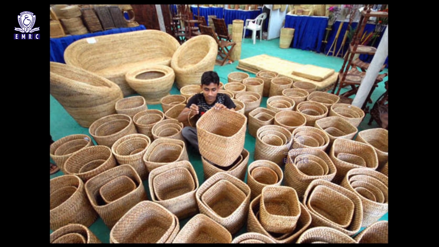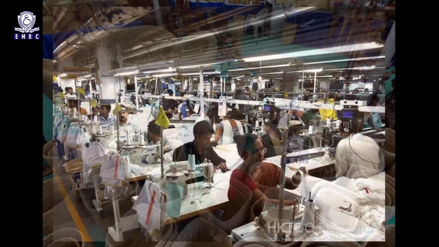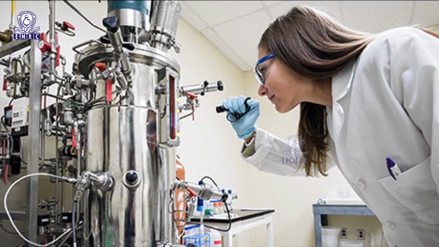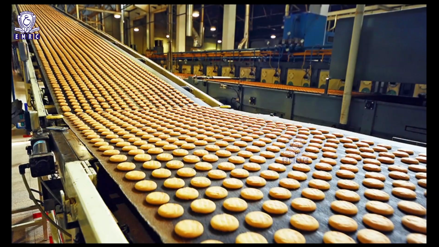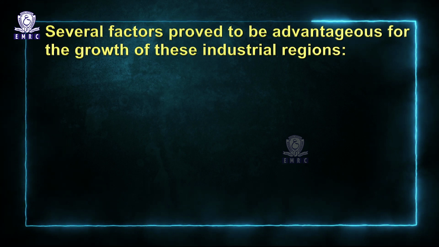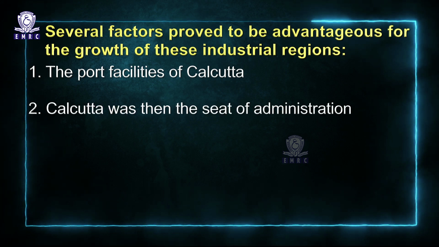The major industries located in the region are jute mills, cotton textile, chemicals, drugs and pharmaceuticals, engineering, machine tools, automobiles, tobacco, food processing, leather, fabrication, paper, match, etc. Several factors proved to be advantageous for the growth of these industrial regions. The first is the port facility of Kolkata.